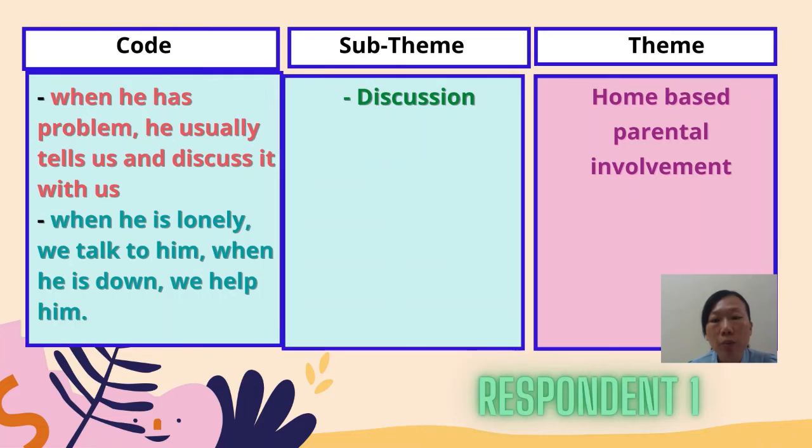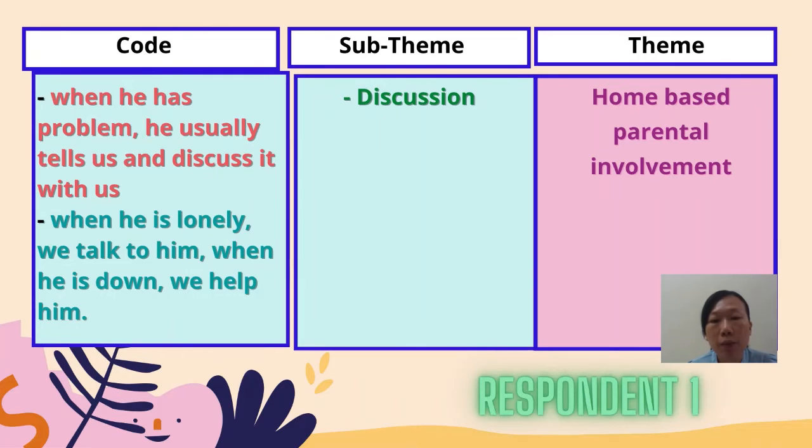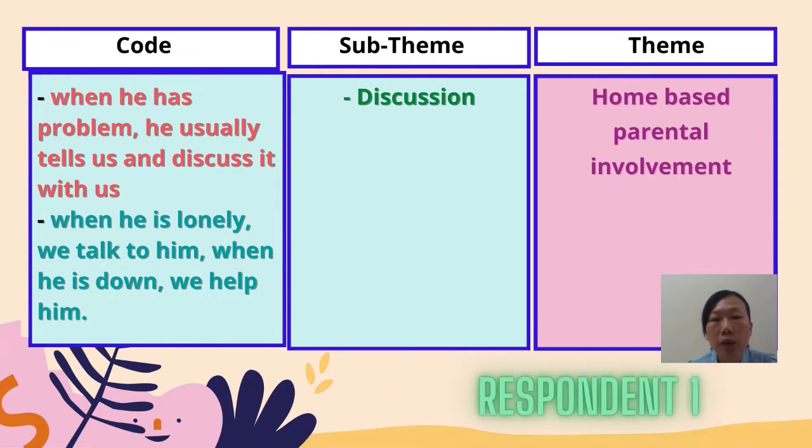The second main theme is home-based parental involvement. It has 7 sub-themes. The first sub-theme is discussion. This refers to discussion between the parents and the children. For the first respondent, when his son has a problem, his son will usually tell him and discuss it with him.